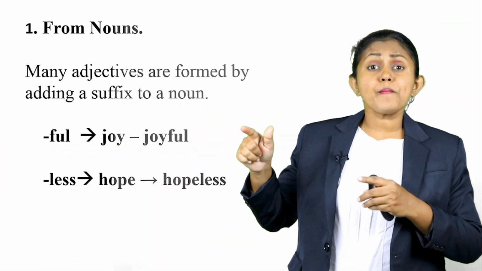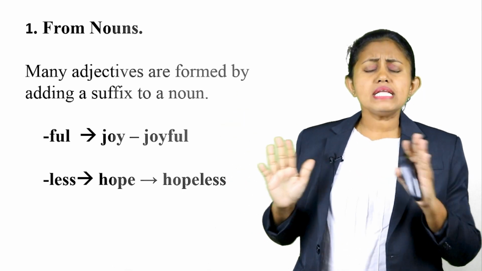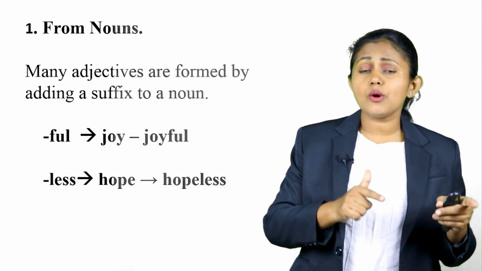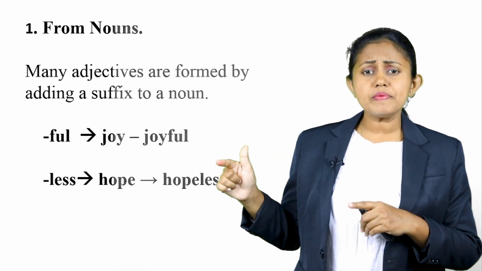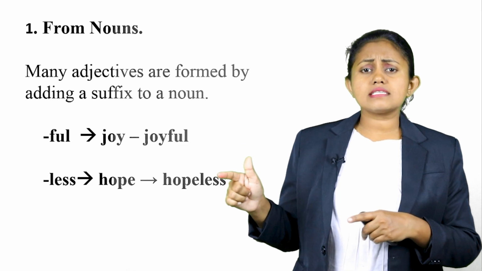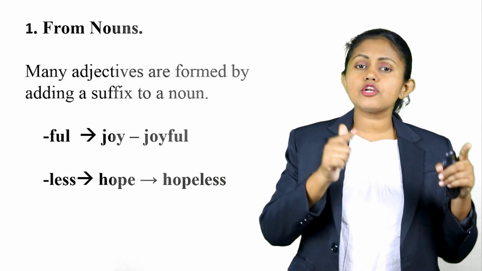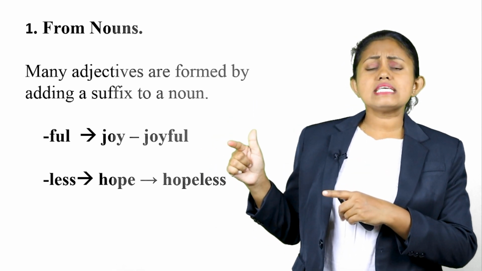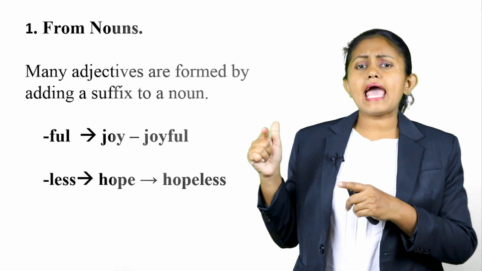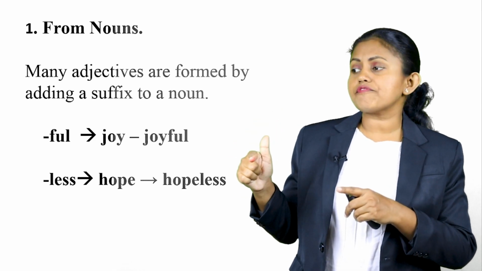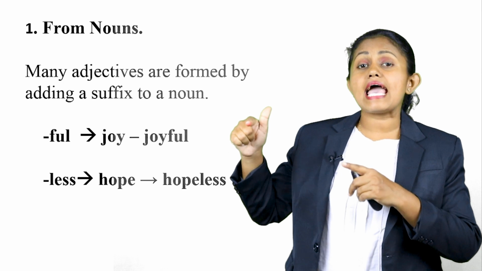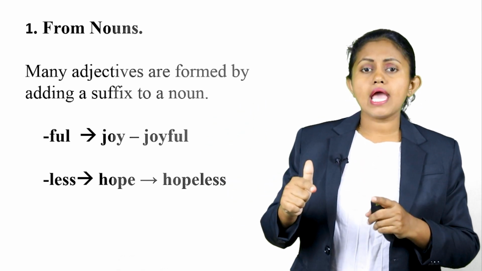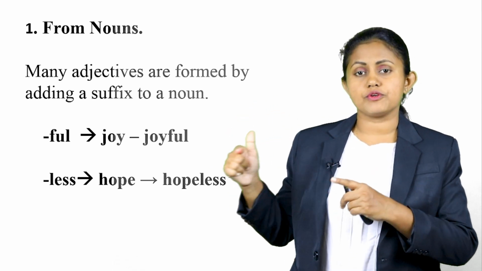First one is from nouns. Many adjectives can be formed by adding a suffix to a noun. Let's see some examples. We can add the suffix full at the end of a noun and make an adjective. The noun is joy. We can add the suffix full at the end of that noun and we can make the adjective joyful. So the noun joy becomes the adjective joyful.